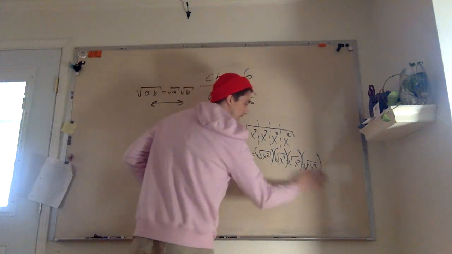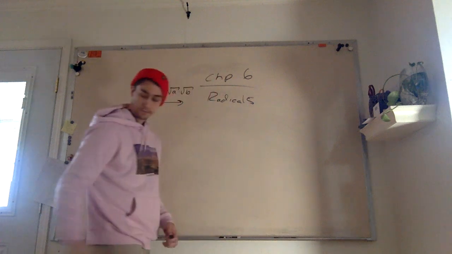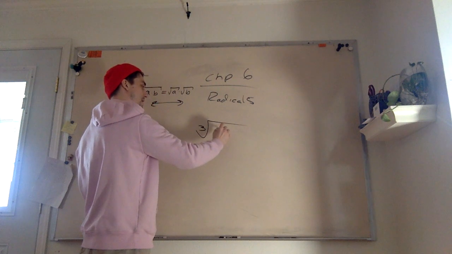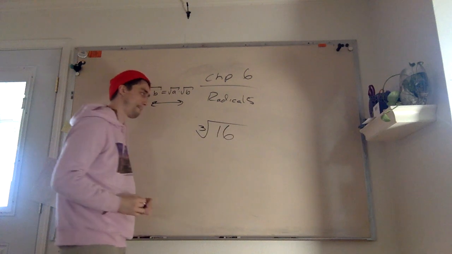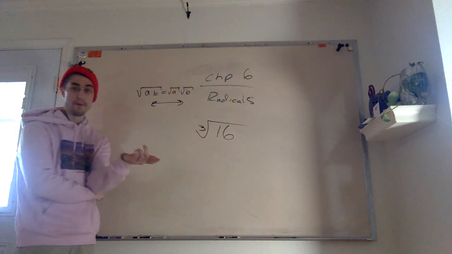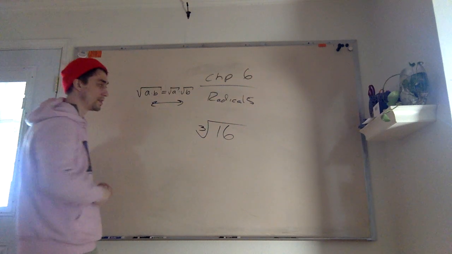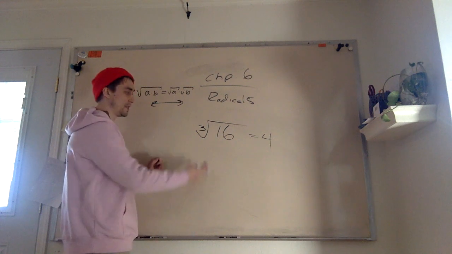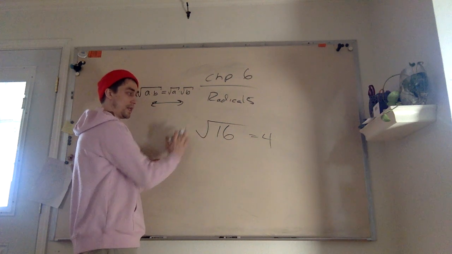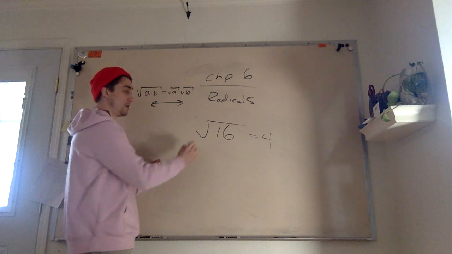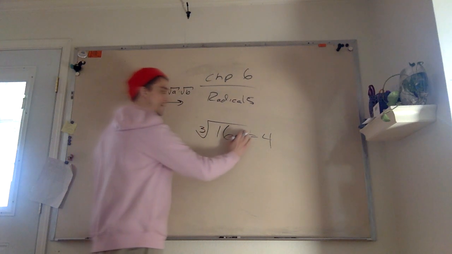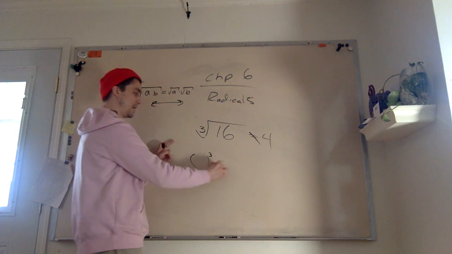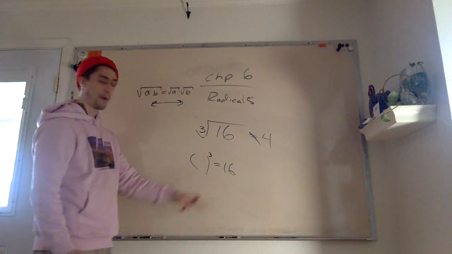So that's all well and good if you're talking about square roots. What if you're talking about cube roots? Let's say cube root of 16. Here's a really common mistake that I've seen a lot, which is 4. But that's wrong, right? Because this is a cube root. The square root of 16 is 4. Cool. But the cube root of 16 is not equal to 4. This is asking you for a number to the 3rd power that equals 16. And 4 to the 3rd power doesn't equal 16.